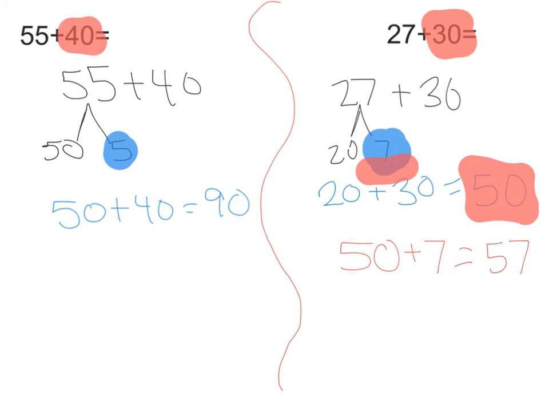I know it equals 57 because just like before, if I take 0 plus 7, I'm going to get 7. The 0 is holding the place value of the ones place, and I'm replacing it with 7 ones. This problem is easier to solve.